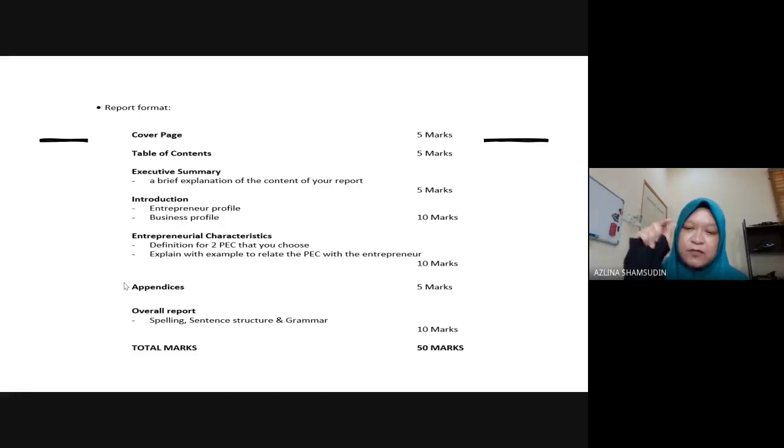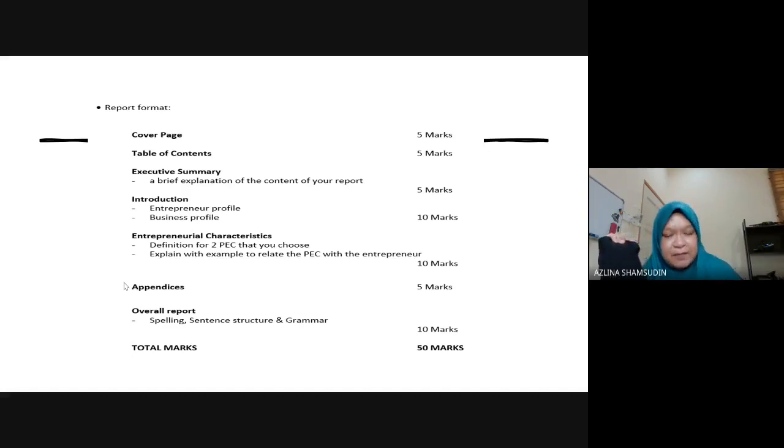Okay. And then appendix for 5 marks, okay. Appendix, what to include in appendix, you can include, let's say that newspaper cutting, okay, where that you found out about the entrepreneur or about his business, ataupun dia punya product ke, dia punya promotion ke, apalah, eh? And overall report, spelling, sentence structure and grammar is for 10 marks. So the total marks is 50 marks, okay, equals to 20%. Ini sangat senang lah assignment ni for me, senang je.